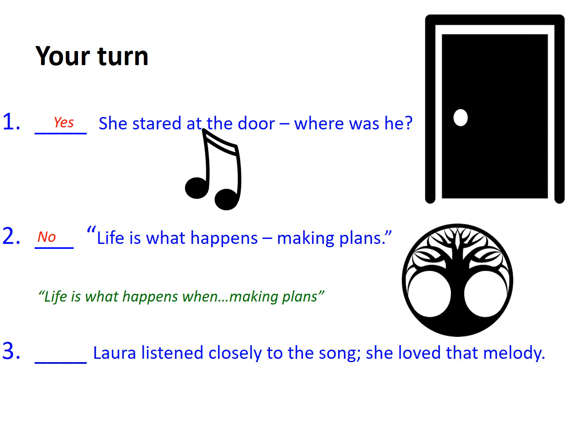And finally, Laura listened closely to the song; she loved that melody. Now this is correct, but I could have also used a dash to heighten her love for that melody. The reason that was correct originally is because we've got a semicolon breaking up two independent clauses, but the dash here heightens the power of what is being said about how intently she was listening.